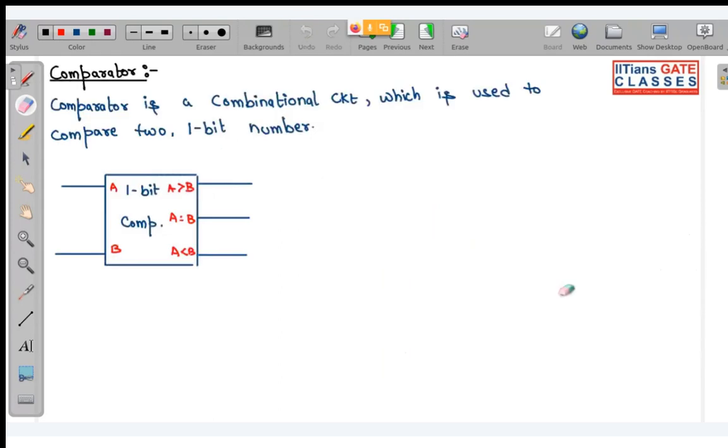Okay, so the next topic is comparator. What do we mean by comparator? Basically, we have two 1-bit numbers that we want to compare, say A and B. Based on the comparison, we can have three results: A can be greater than B, A can be equal to B, or A can be less than B.